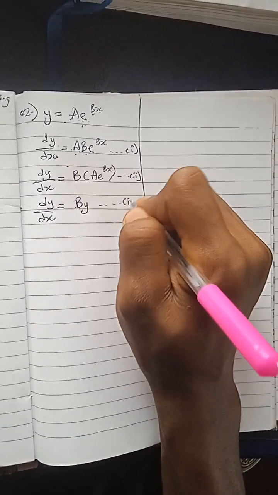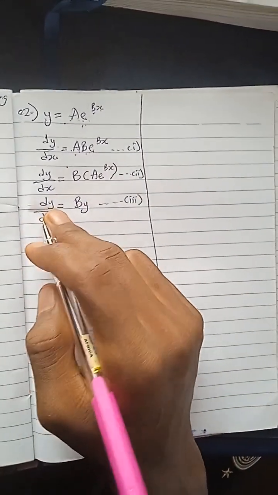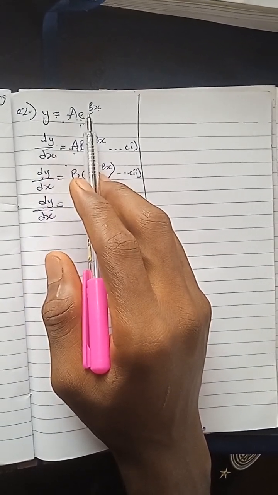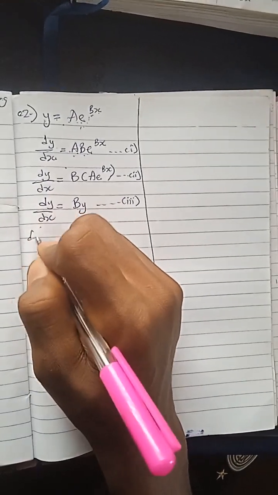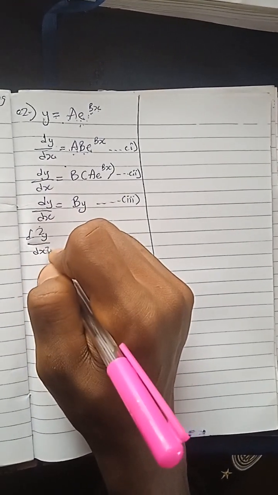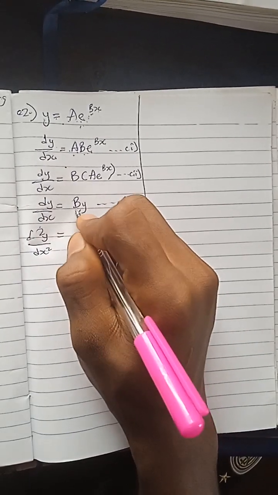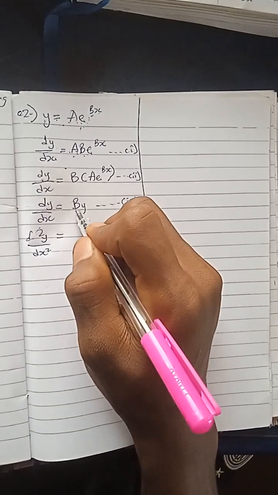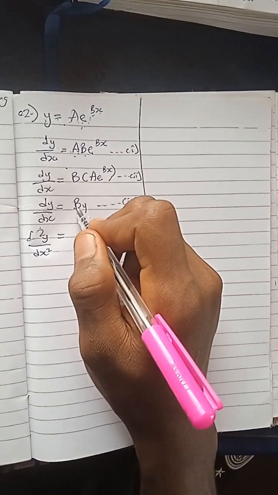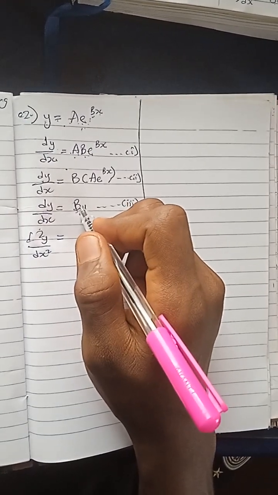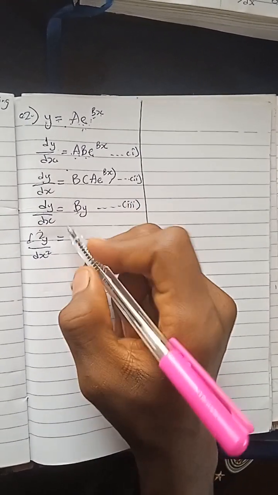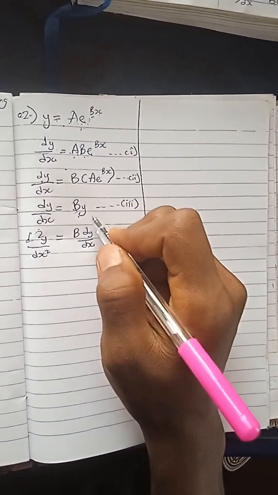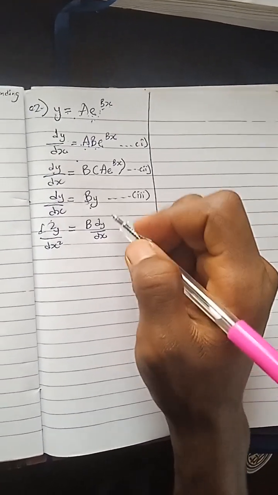Call it equation 3. This equation contains two constants, therefore we have to differentiate twice. Differentiating again, we have d squared y over dx squared equals, remember what I told you in the beginning: to differentiate this, y owns the constant. Therefore, this constant is no more a constant, it's now a coefficient of y. Differentiating this gives b dy over dx. If you differentiate y with respect to x, you get dy over dx.